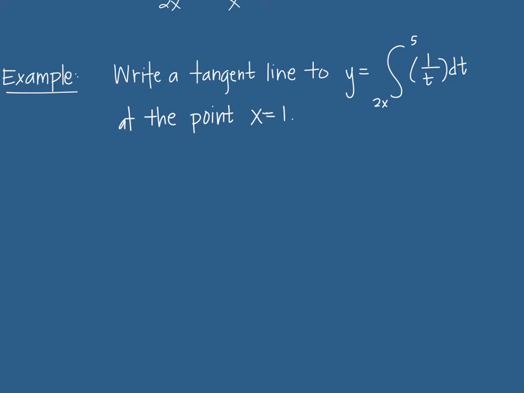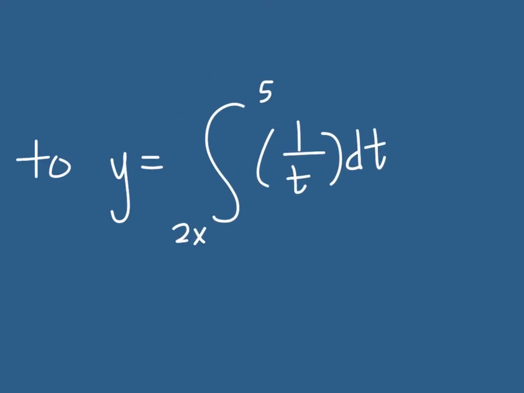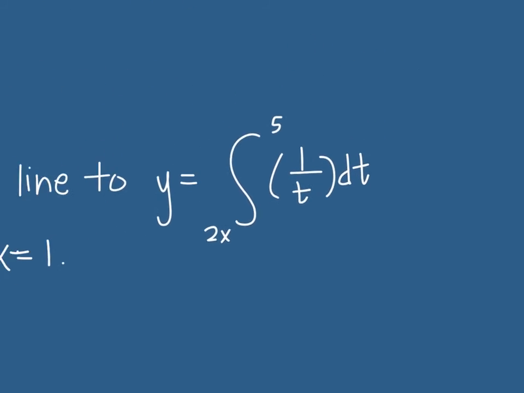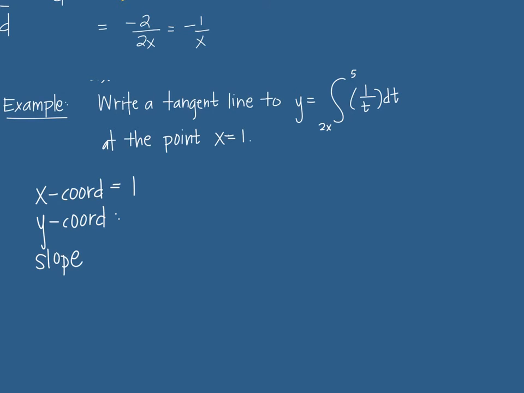All right, this is pulling together something that we did in first semester, writing a tangent line. In order to write a tangent line, you need to know the x-coordinate, you need to know the y-coordinate, and you need to know the slope. Those are the 3 things you need to know to write a tangent line. Well, we are given the x-coordinate to be 1. For the y-coordinate, well, we know what y is defined as. Y is defined as this. Okay, so my y-coordinate will be y equals the integral.